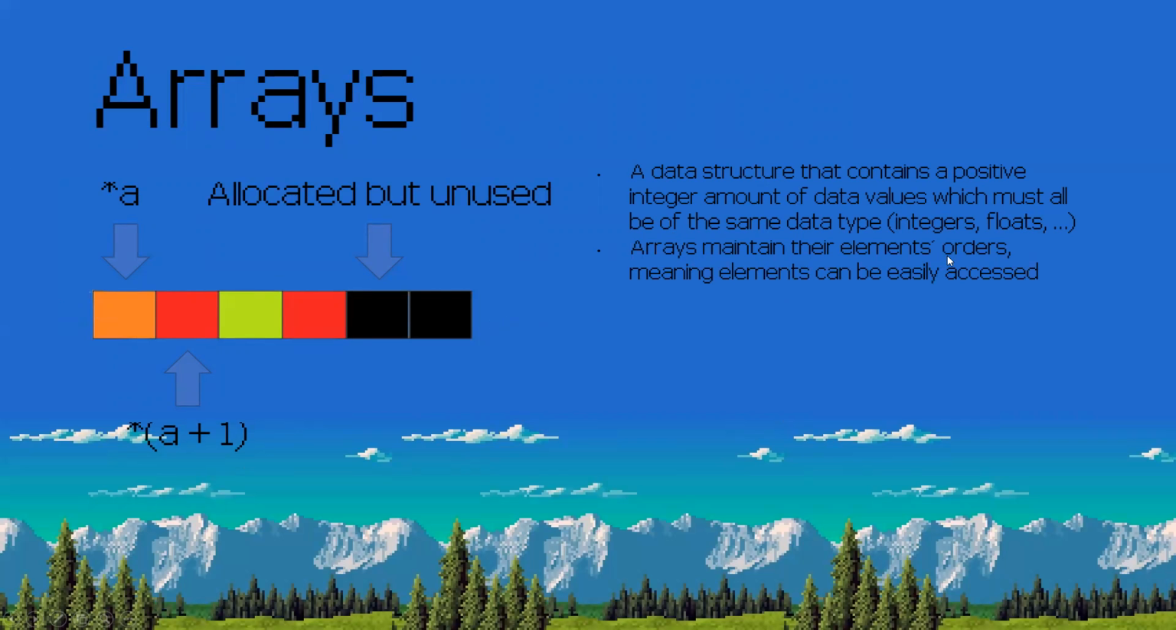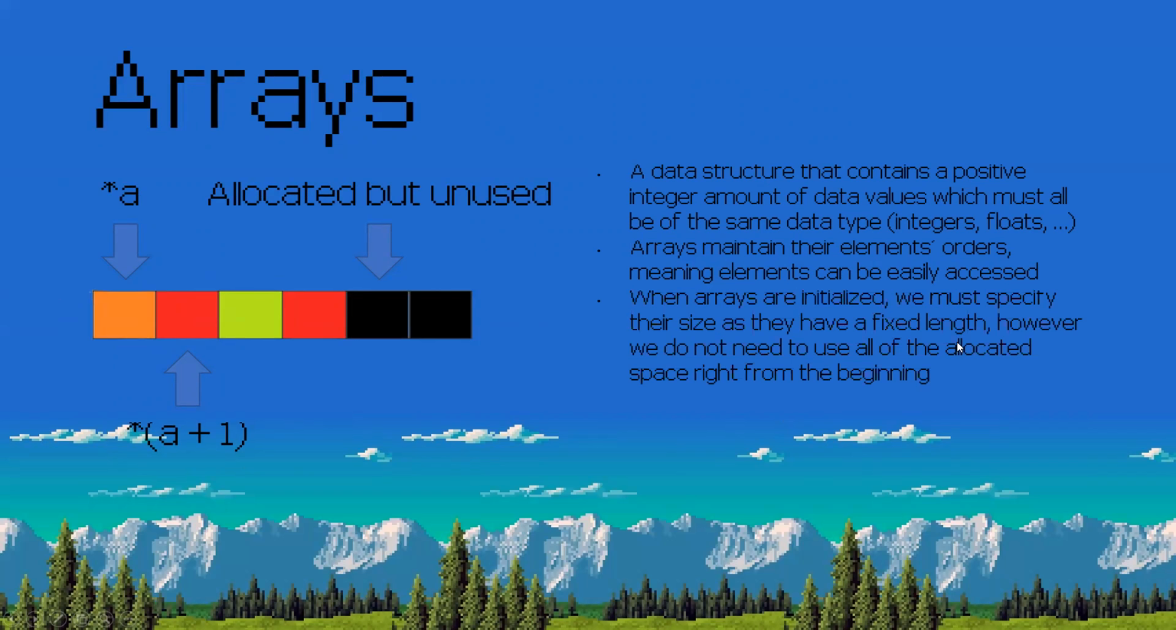Arrays maintain their elements' order, meaning that elements can easily be accessed. So if I tell the computer that the first element of the array is orange, and the second element of the array is red, then it's always going to remember that information. And whenever you tell it to access and give you the value of the first memory location, it's always going to give you orange. It's not going to give you red in any case.